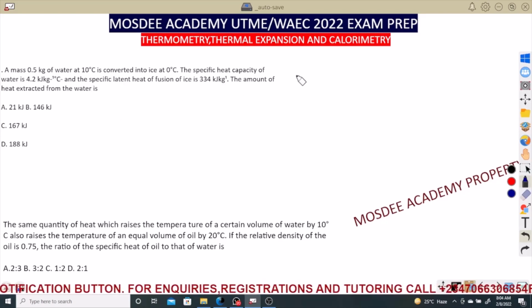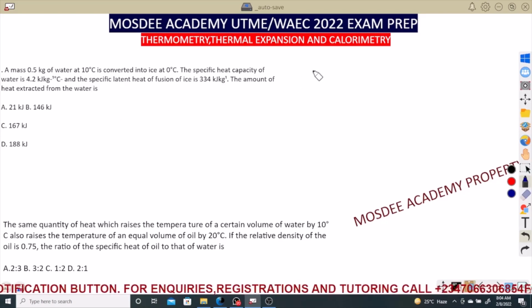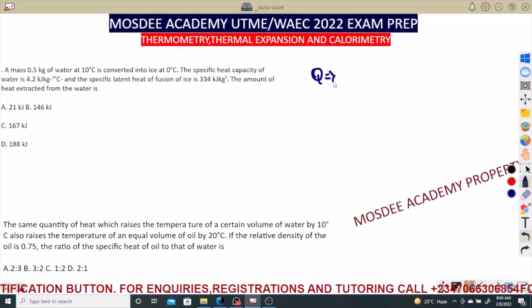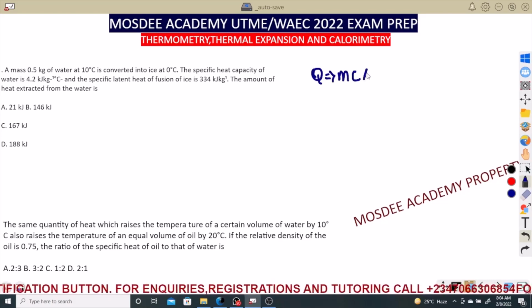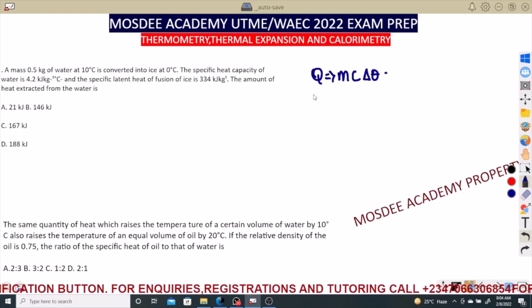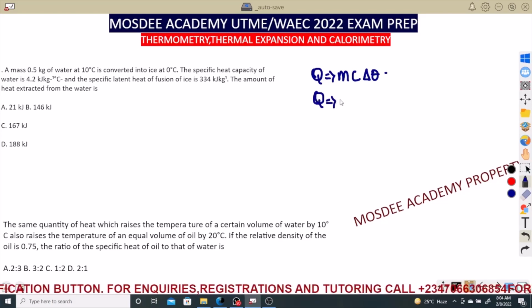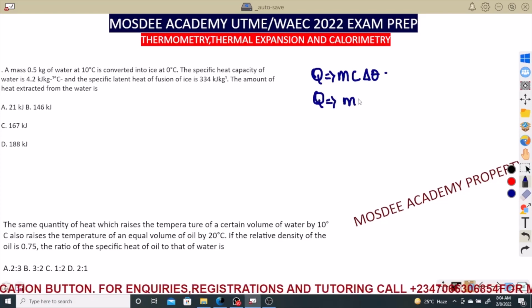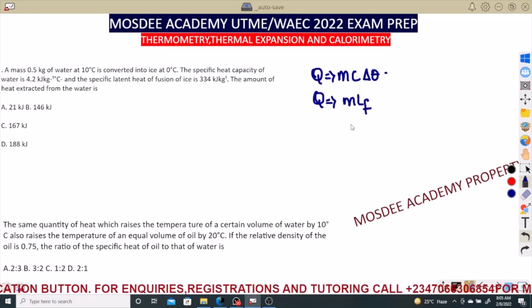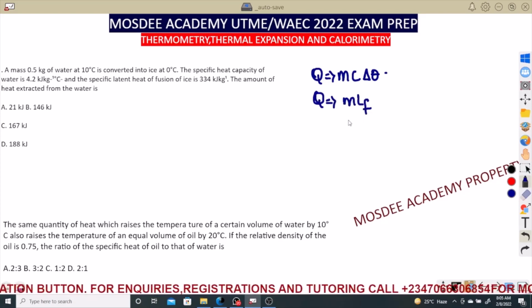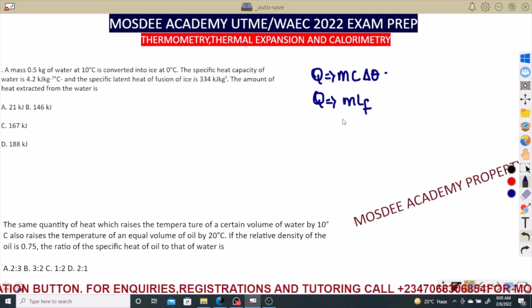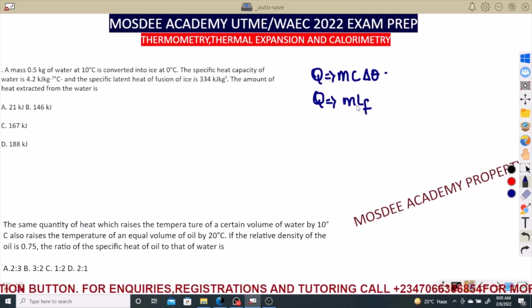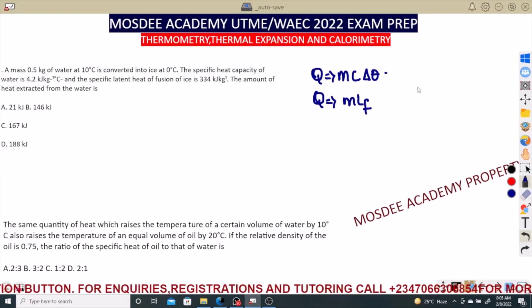Amount of heat extracted. Now, we've talked about quantity of heat when there is a change in temperature, which we call specific heat, MC, change in temperature. We also have quantity of heat when there is no change in temperature. That can take place in two processes. When ice is converted from solid to liquid, or when it is converted from liquid to vapor. We call them latent heat of fusion and latent heat of vaporization.